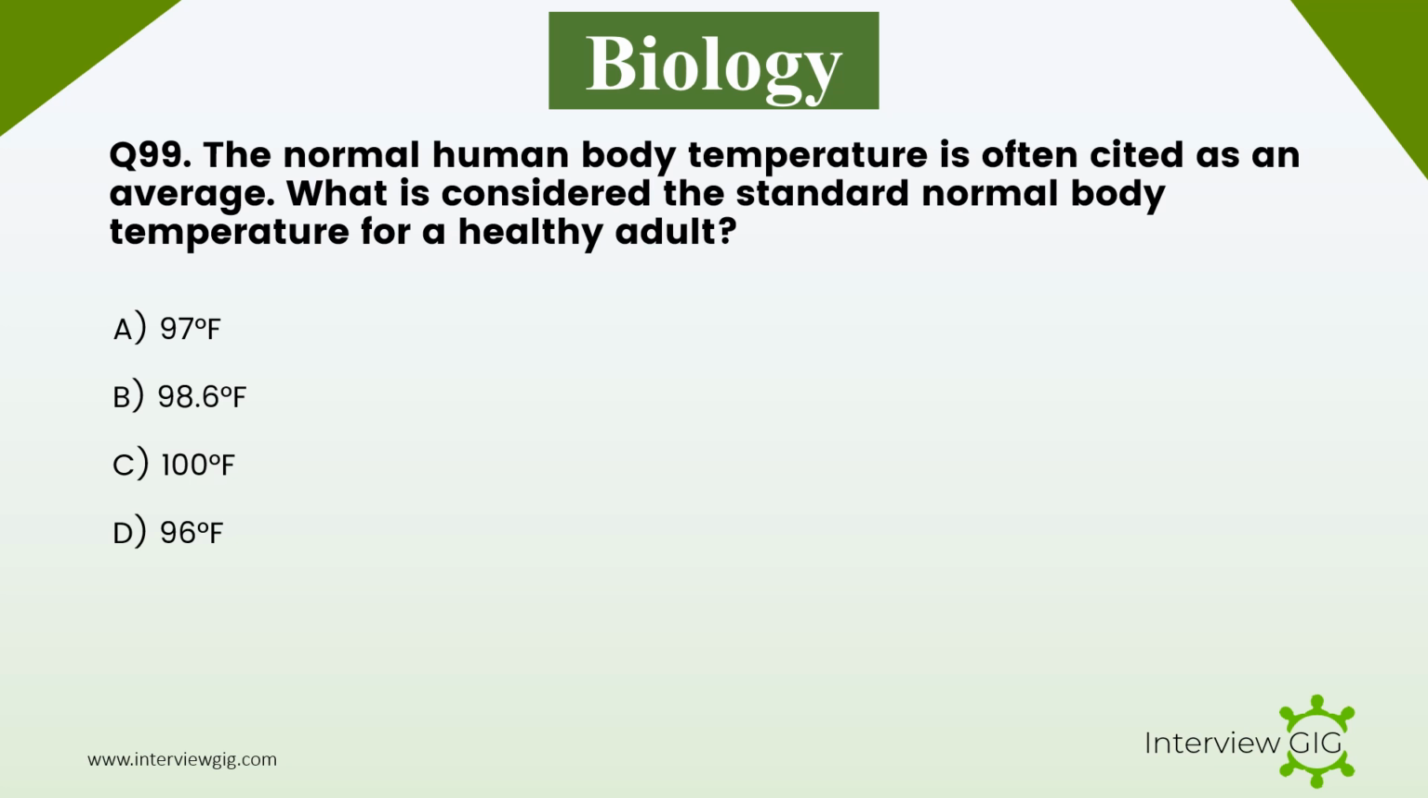What is considered the standard normal body temperature for a healthy adult? A. 97 degrees Fahrenheit. B. 98.6 degrees Fahrenheit. C. 100 degrees Fahrenheit. D. 96 degrees Fahrenheit. Answer B. 98.6 degrees Fahrenheit. Next question.